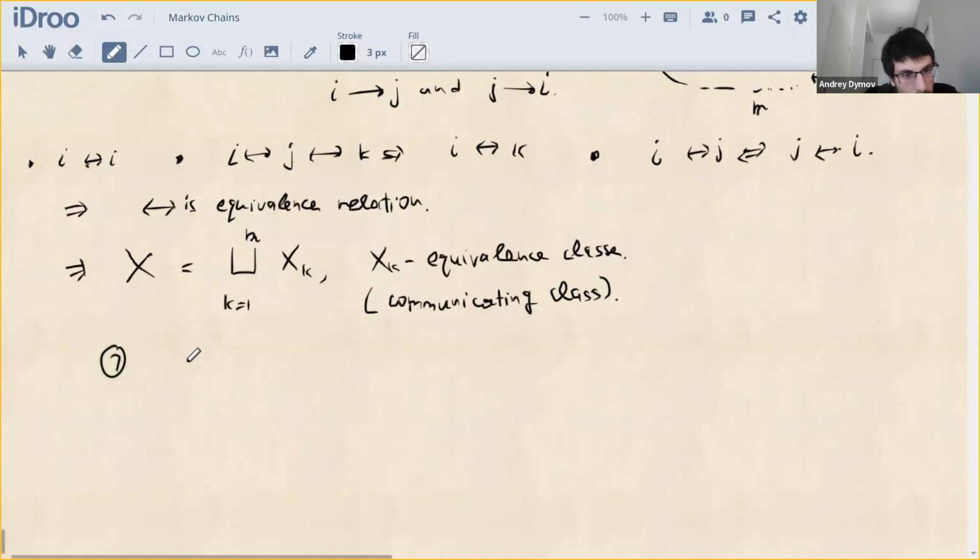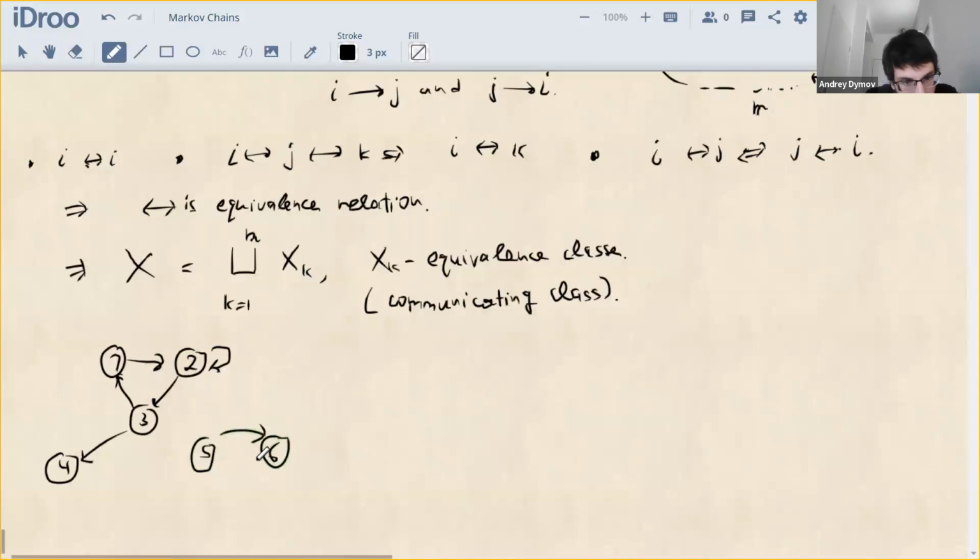So let us consider the Markov chain with the following graph. Okay, you have such a triangle. Then from 2, for example, you can go to 2. Then you have the state 4. You can go like that. Then you have states 5 and 6, which communicate with each other, and then you have state 7, from which you go only to itself. Like that.